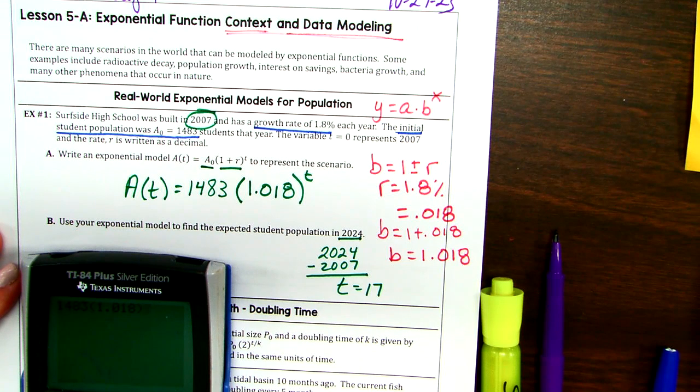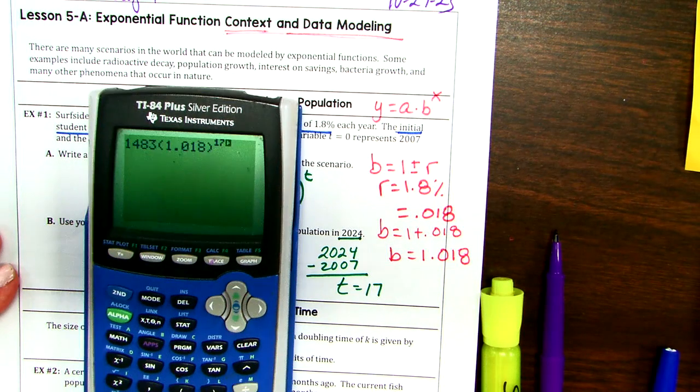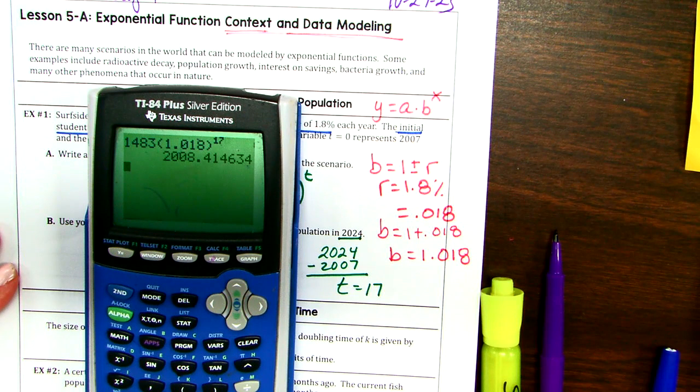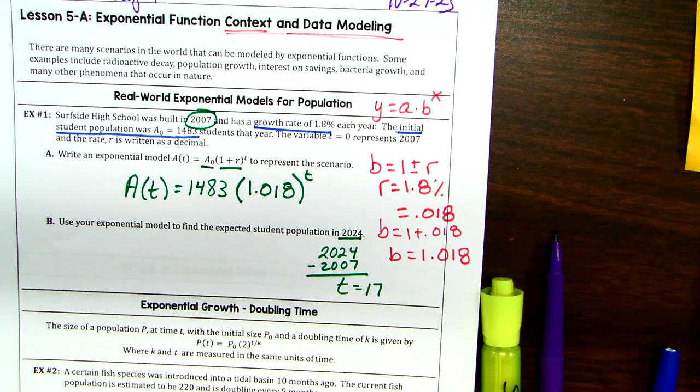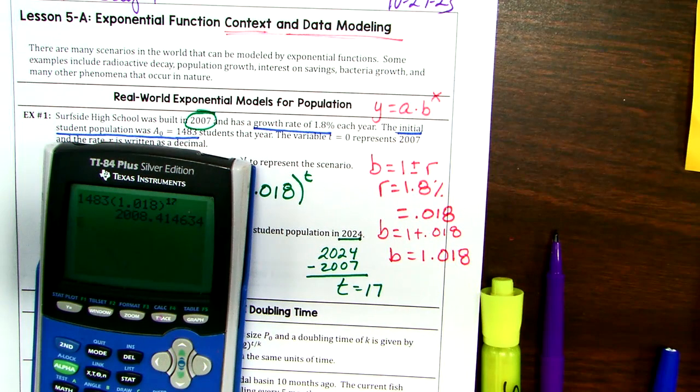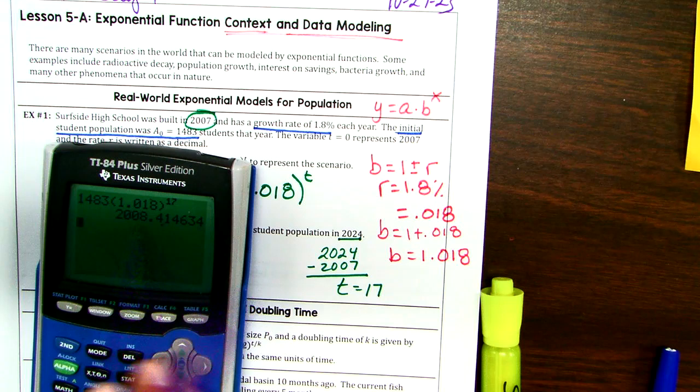Close my parentheses to the power of 17. So just type it in, enter, and use some common sense here. We're talking about students, people, right? So we don't have a decimal number of people. Let's use our normal rounding rules and say that that 4 tells the 8 to stay the same.